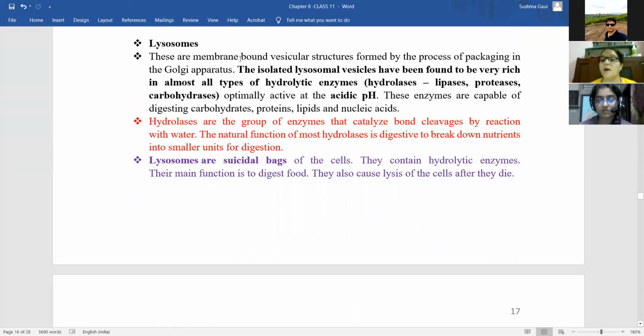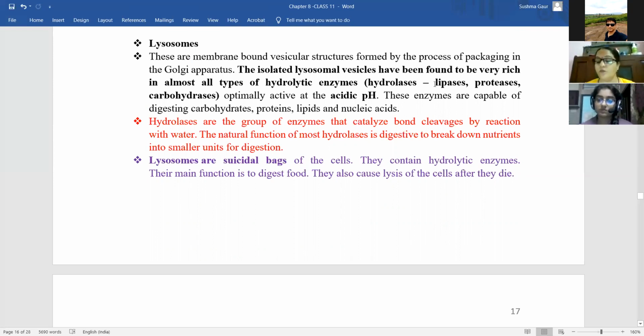Lysosomes are membrane-bound vesicular structures. They are formed by the process of packaging in the Golgi apparatus. Okay, so how are they formed? They are formed by the process of packaging in the Golgi apparatus, meaning when the packaging process is occurring in the Golgi apparatus, at that time these lysosomes are formed. They are packed vesicular structures. The isolated lysosomal vesicles have been found to be very rich in almost all types of hydrolytic enzymes. Means the lysosomes present in a ball-like or vesicle-like structure are very rich in different types of hydrolytic enzymes.